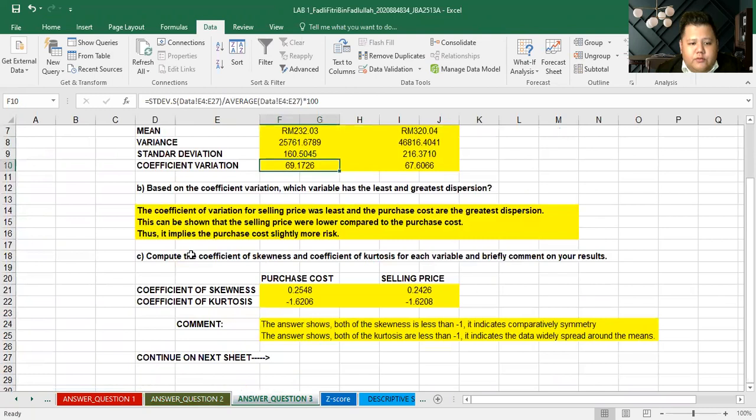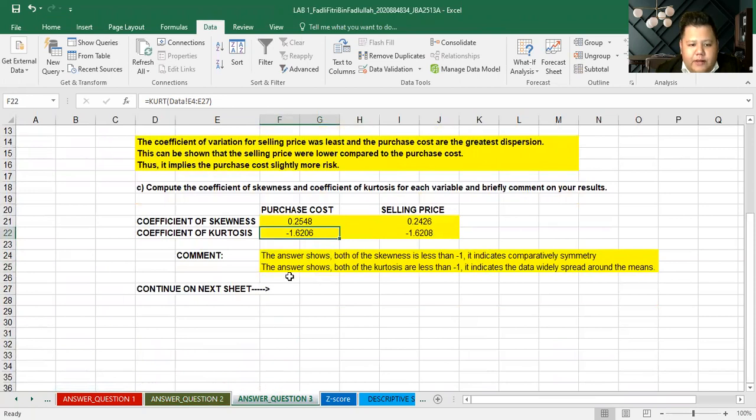So we go to question C. I get this answer with the formula of SKEW and KURT for both variables. And here is the comment.